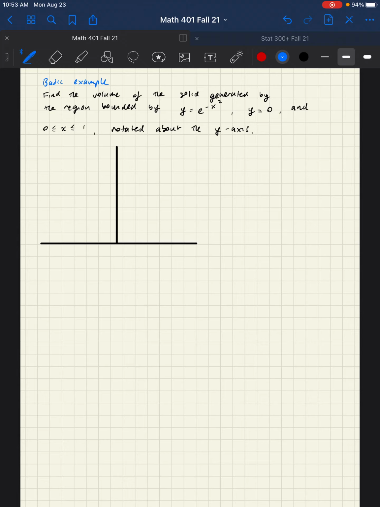It looks something like this. e to the minus x squared is also sometimes called a bell curve. It actually extends out infinitely, but since we're only going from 0 to 1, it does not end up looking like an infinite bell curve. So this is my rough picture. And remember that when we rotate it, it's going to end up looking kind of like this.